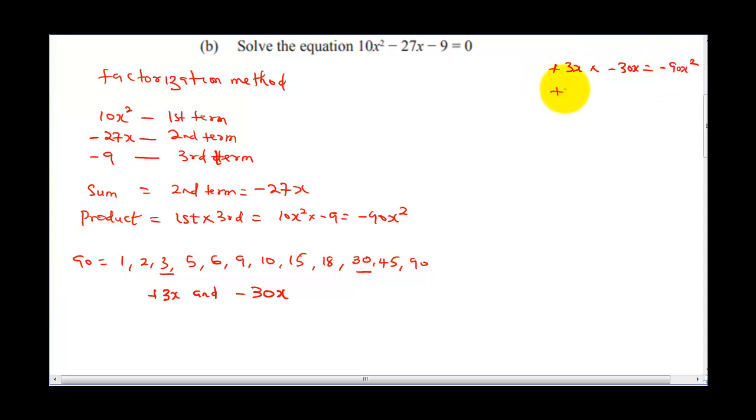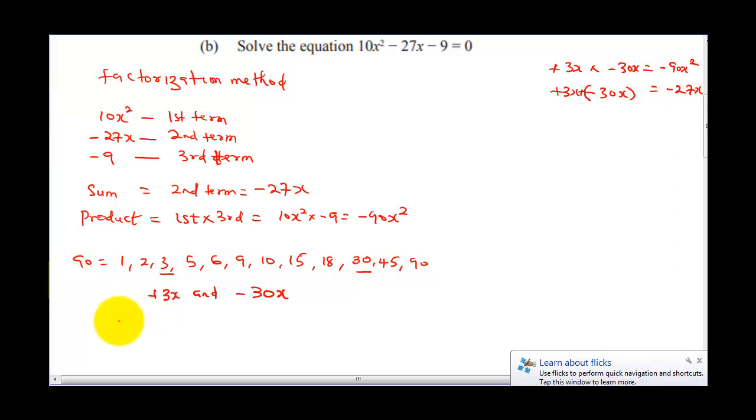When you do plus 3x minus 30x, that's when you sum it up. This is plus minus 90x. You're going to get minus 27x. Now, you can comfortably see that instead of writing our equation as 10x squared minus 27x minus 9 equal to 0, you can now write it as 10x squared.